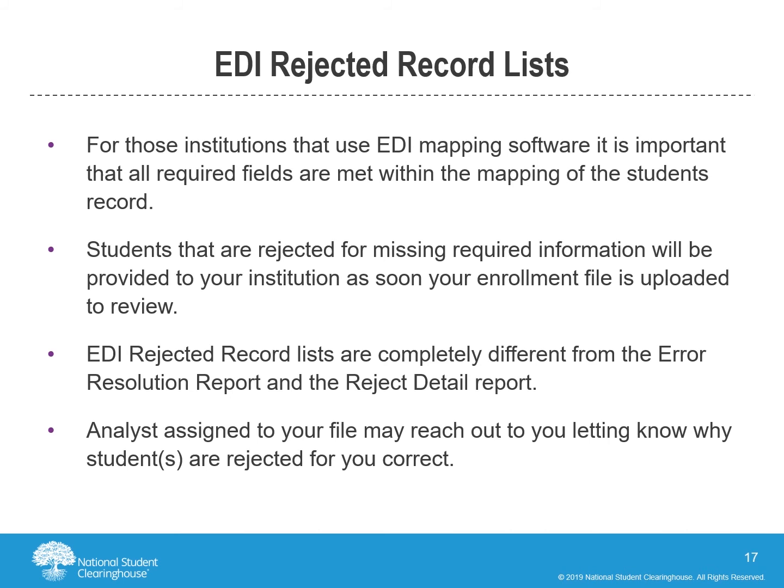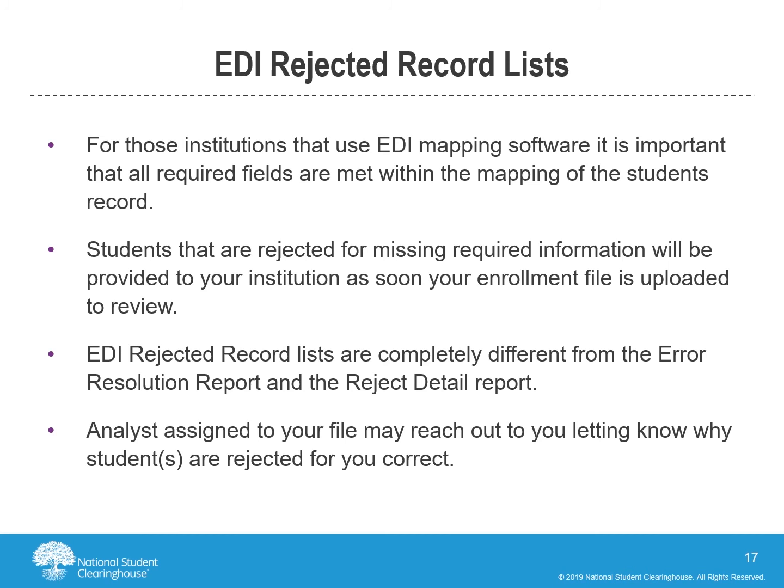Each student has an EDI map for their record, and it must meet certain requirements in order for the record to be accepted on an enrollment file. Records rejected due to missing or invalid data within the EDI record are placed in your institution's FTP account for review after your enrollment file is uploaded. Please note an enhancement was made to our EDI intake process in July of 2018 to map select errors, resulting in records being posted for review on your error resolution report instead of being rejected from your enrollment file and being placed in your institution's FTP. I will go into more detail on the EDI file intake enhancement on the next slide.